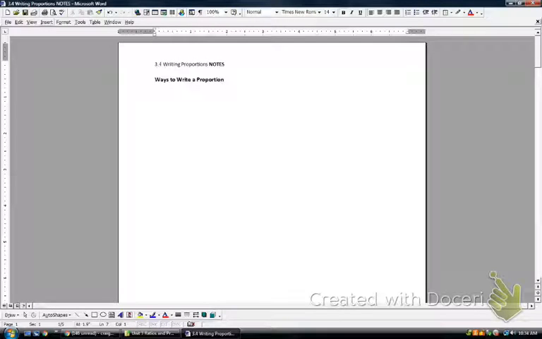Today we're going to learn how to write and solve a proportion. There's a couple of ways to write a proportion, and the first way is a table, and the second way is what I call a cheat sheet. And I think when you look at them, you're going to find that they're very similar. So I'm going to go ahead and write this down, and then you can pause the video and write it down as well.